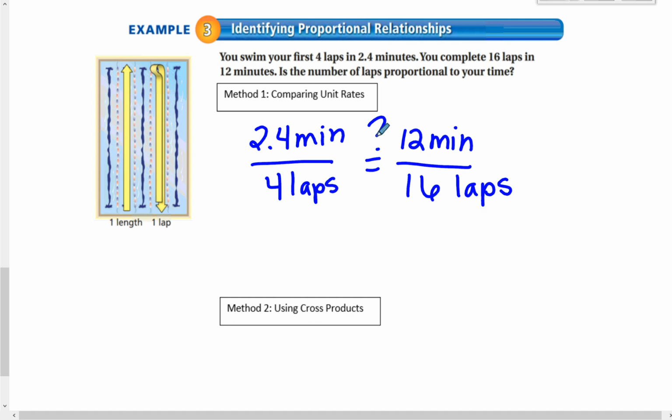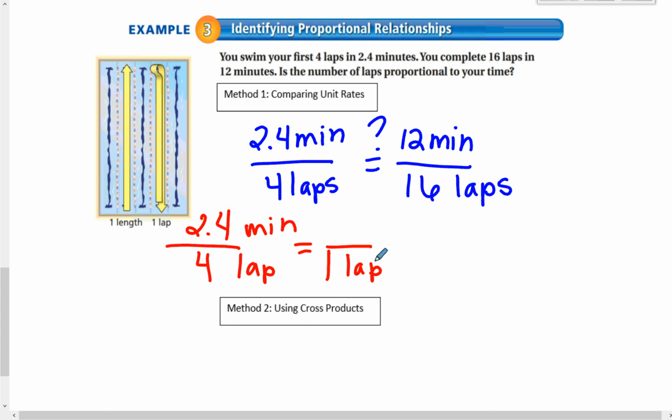Well, the way that we're going to do this first is by comparing unit rates. So we're going to take 2.4 over 4, and we're going to find out how many minutes it takes to do 1 lap. So I want 1 lap here. Now I have to decide, how do I go from 4 to 1? Well, I'm getting smaller, so I'm dividing. Remember, with ratios, we're always multiplying or dividing. So I'm dividing by 4. 4 divided by 4 is 1. So I'm going to do the same thing on the top.